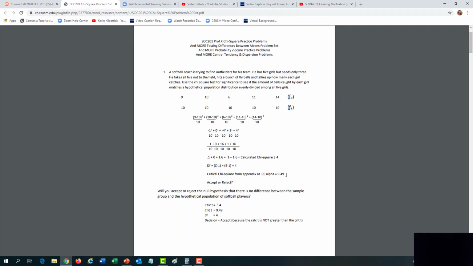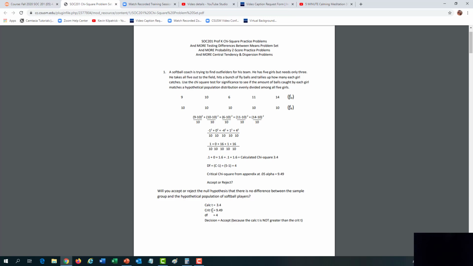So that's how I get this. And then I have to decide whether I'm going to accept or reject the null hypothesis. So again, just like with differences between means, you're going to set up 4 values for me, okay? Now, we calculated the chi-square, not the t. That's my fault, okay? So the calculated chi-square is 3.4.